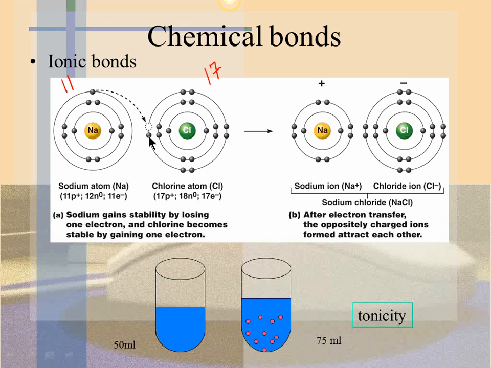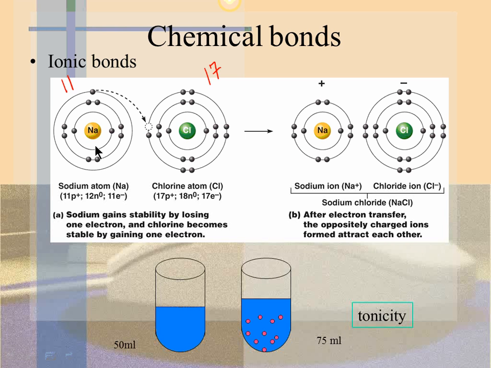Do you see that? So this one gives 1 and this one receives 1. So you get sodium chloride formed, and the bond between them is known as an ionic bond. Is there a restriction to how many orbitals? No, they can have 5, 6. Yes, but 8 is the maximum reactive number of electrons.